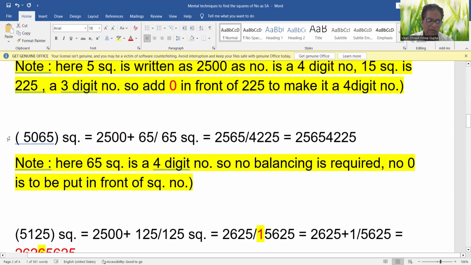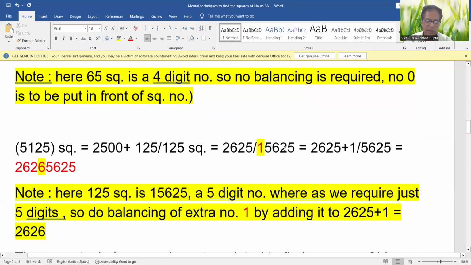Now, in the same way, I have to find the square of 5065. Here you see 5 square is 2500. I add 65 to that, and it becomes 2565. Then I find the square of 65. From the last video, you must know how to find the square of 65. It is 4225. Now 4225 is already a 4-digit number, and I want a 4-digit number only because 5065 is a 4-digit number. So there is no need for any balancing, no need to put any 0. Because it is already a 4-digit number, I just leave it as it is, and my answer will be 25654225.